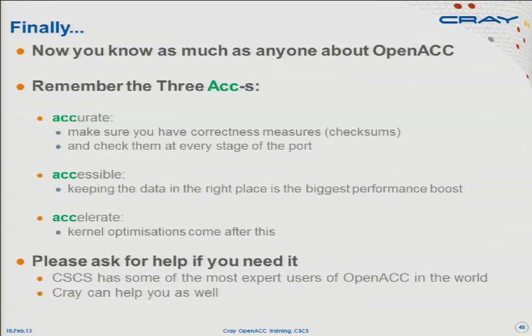So it's the 3 As: accurate. Make sure you've got checksums. Check it's right at every stage. You don't want to get to the end and it's wonderful, but it's wrong, but you've made 5,000 code changes to get to that point. Accessible. Make sure the data is in the right place. That's your biggest performance boost. And accelerate. Do the kernel optimizations at the end.